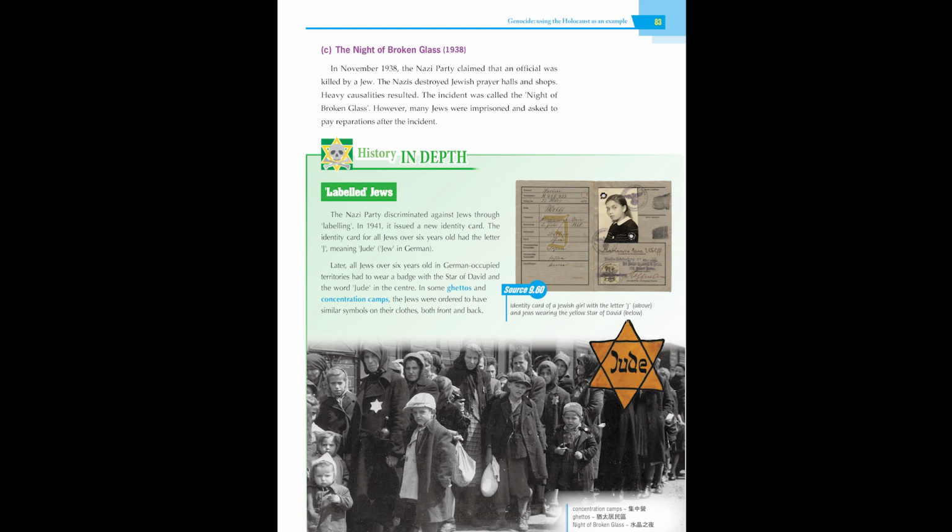Look at source 9.60. Identity card of a Jewish girl with the letter J above, and Jews wearing the yellow Star of David below.